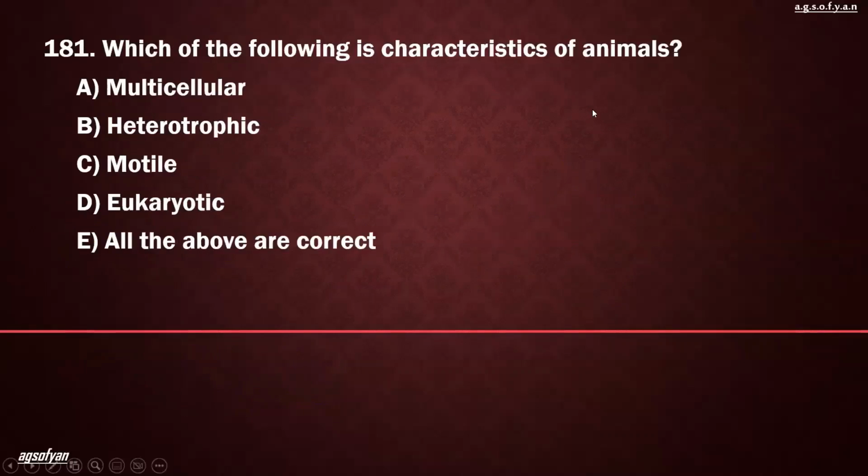Which of the following is a characteristic of animals? Which one? All of the above. All of them. Animals are multicellular, they are mostly heterotrophic, they are motile, they are all eukaryotic. So all of the above. Okay.